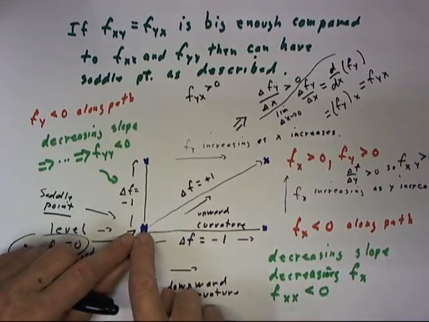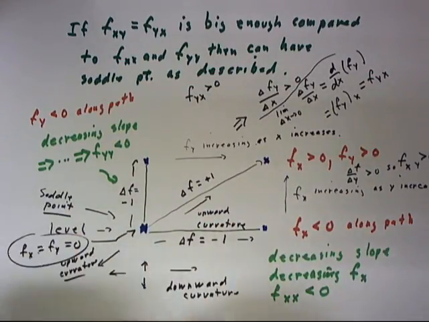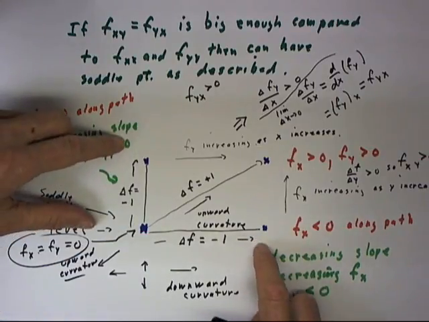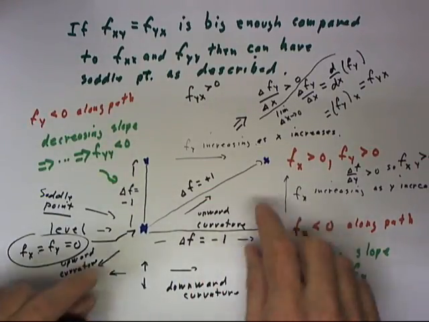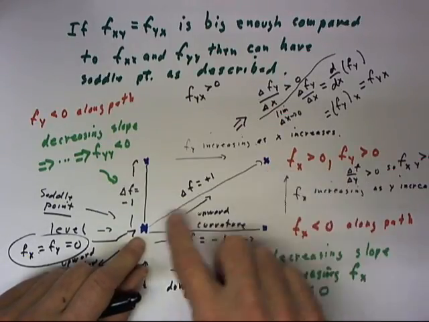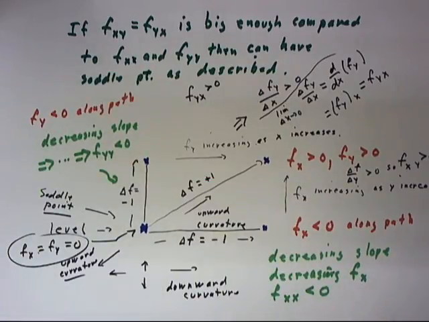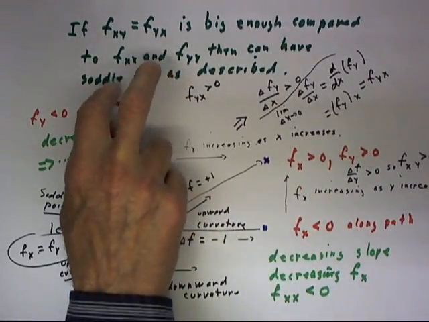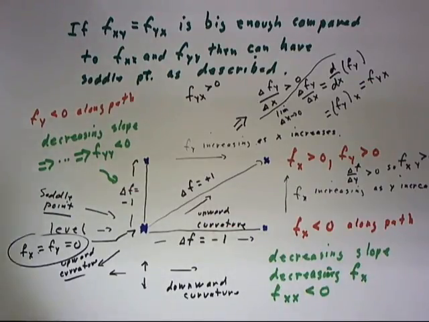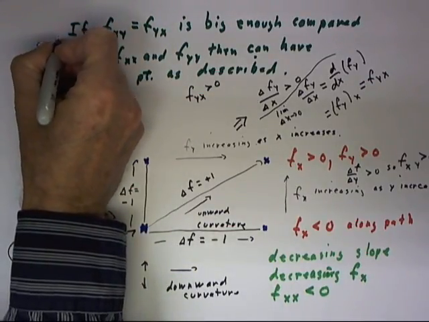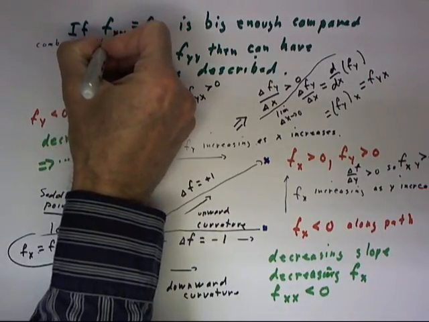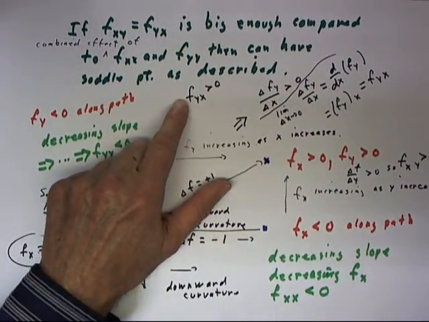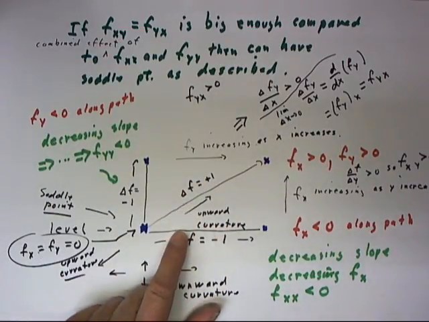If the upward curvature as we move in this direction is large enough compared to the upward curvature we get from the curvature in the x direction and the curvature in the y direction, the net result of those curvatures, then the function will tend to increase in this direction, decrease in these directions. If fxy, which is equal to fyx, is big enough compared to the combined effects of fxx and fyy, then we can have the saddle point, and we will in fact have the saddle point.